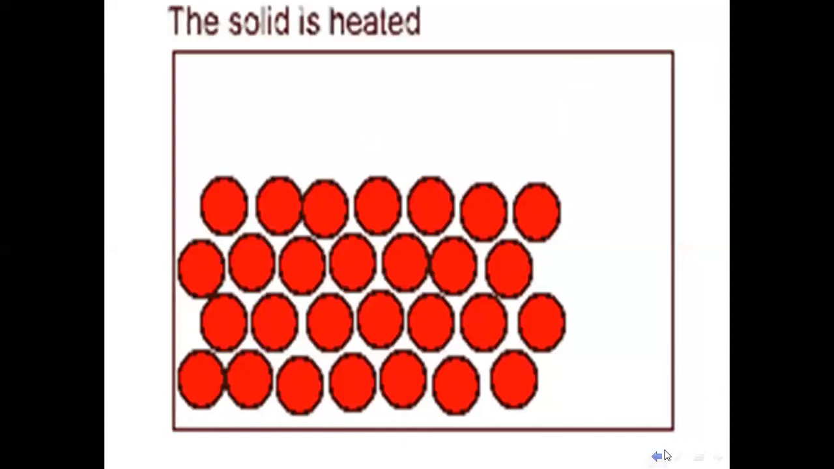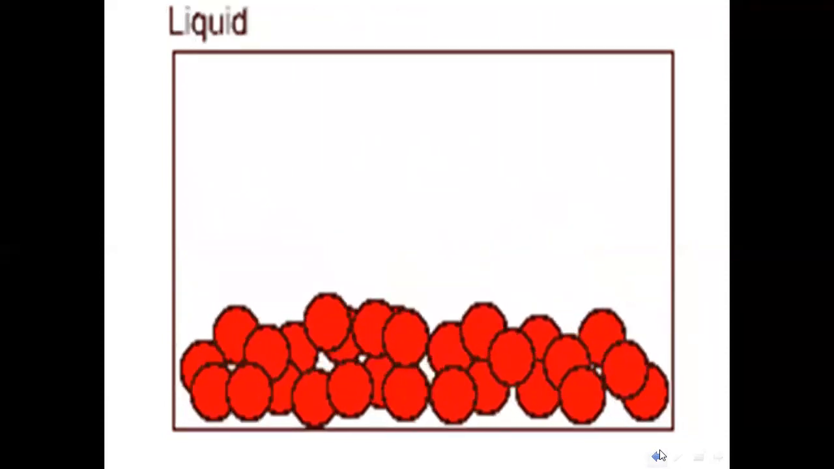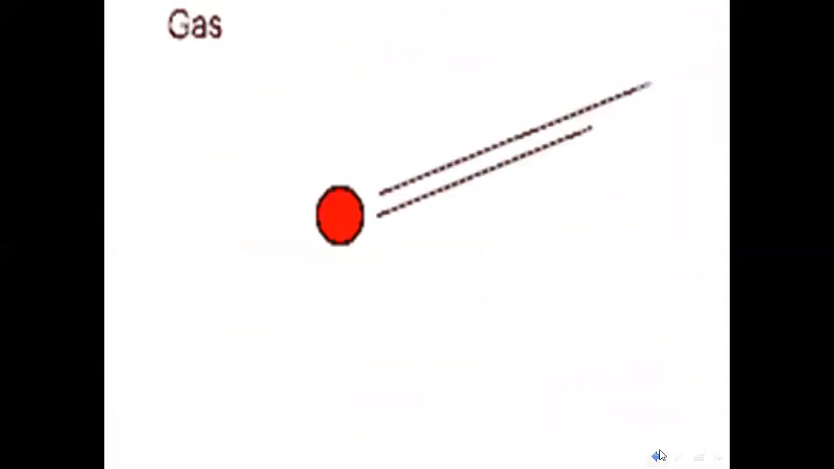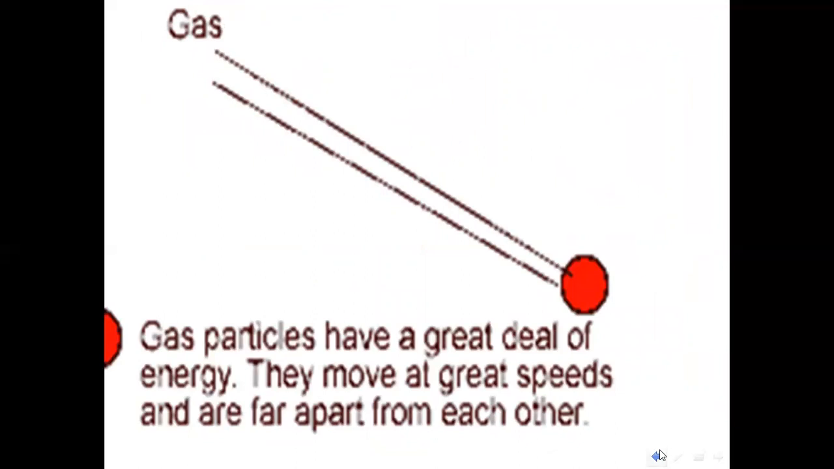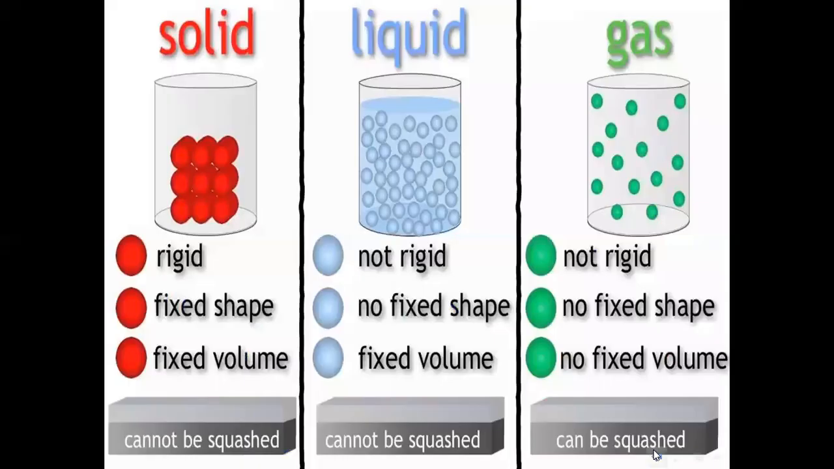Again, here you see the solid converts into liquid. When the liquid is heated, it converts into gas and the particles start moving freely. This shows the movement of particles in the solid state, liquid state, and gas state.